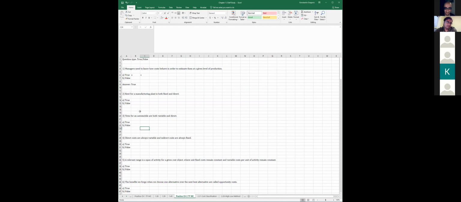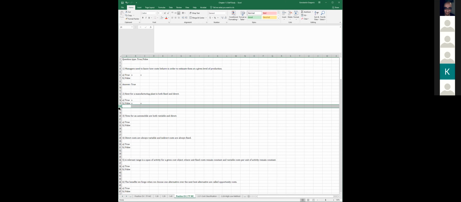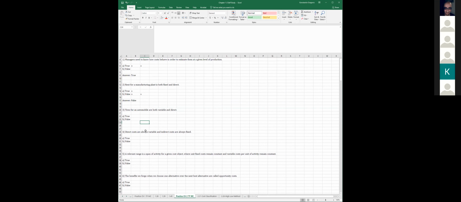Good, one for one. Rent for manufacturing plant is both fixed and direct. Well, this sounds like a trick question. True or false? I'm going to say false. Rent is fixed. Direct, it's true and can be manufacturing plants. It is fixed but not direct, so it's false because you cannot trace it to a particular product. I'm leaning towards false too. Let's say if you are producing one product. False. It's false, yeah.